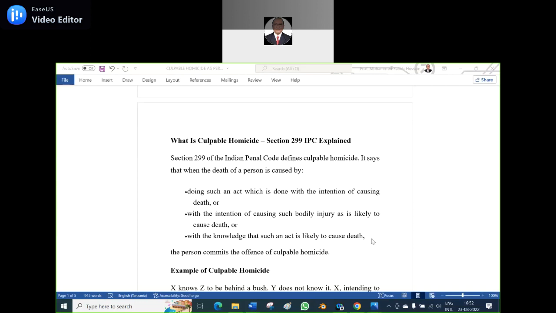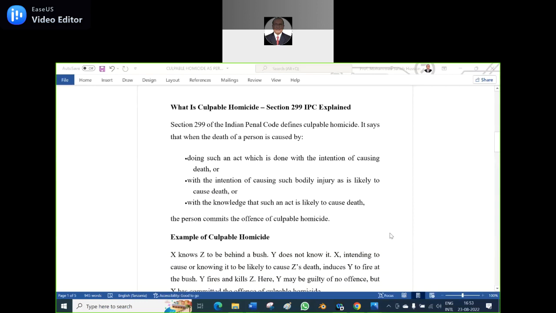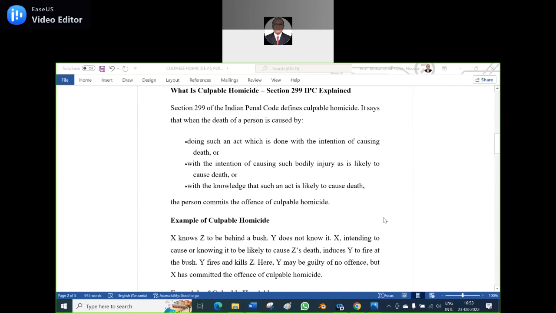So here, doing such an act which is done with the intention of causing death, or with the intention of causing such bodily injury as is likely to cause death, he doesn't know that, because he doesn't know that he is a diabetic patient. So he doesn't have the knowledge that such an act is likely to cause death. At that time, we will say it is culpable homicide not amounting to murder.